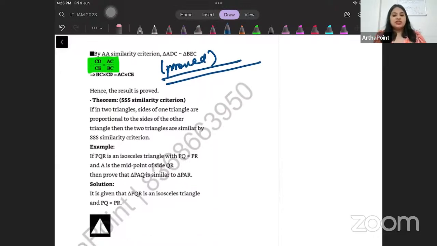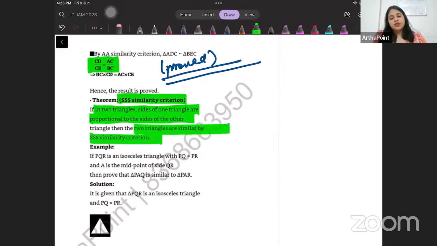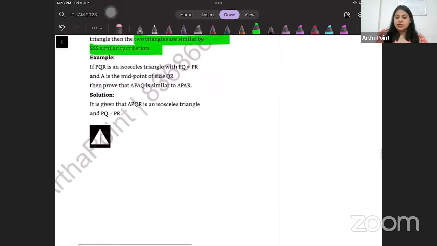Okay, now come to the next theorem. It says SSS similarity criteria. That was AAA, angle similarity criteria. Now we are doing side similarity criteria. If in two triangles, the sides of one triangle are proportionate to the sides of the other triangle, then the two triangles are similar, right? So, let's see an example.